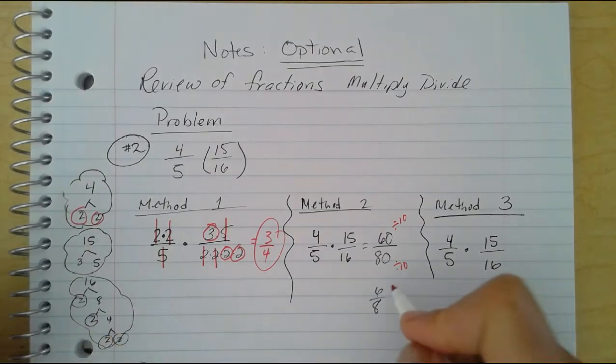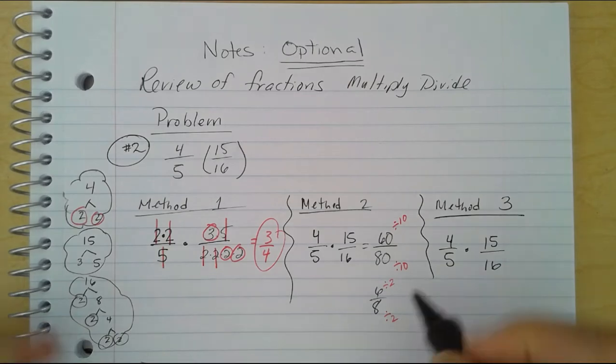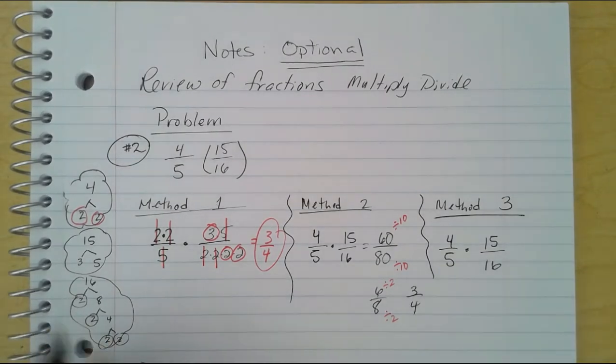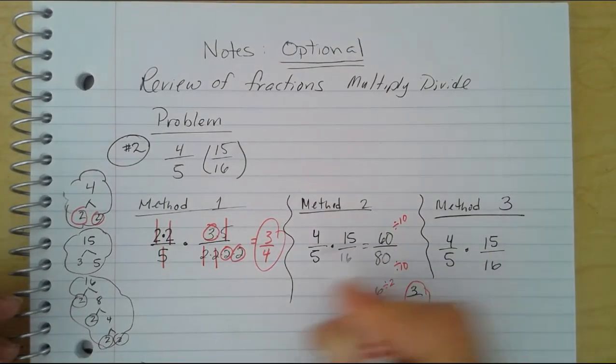And then I can go again. I can divide by 2. Whatever I do to the top, I do to the bottom. This gets me 3/4. Same answer because it was the same problem.